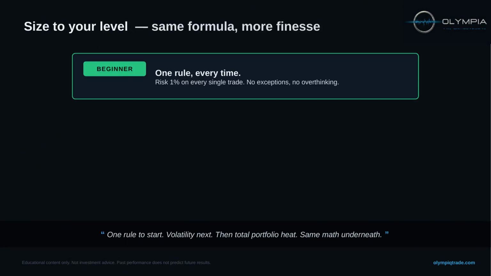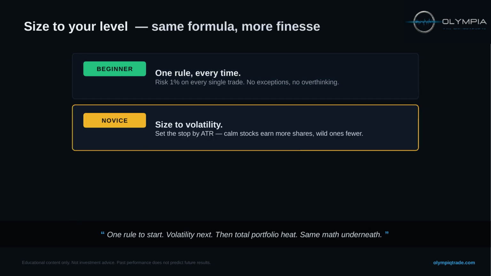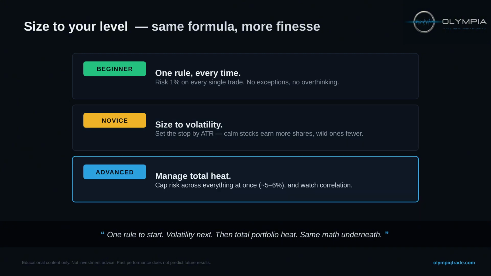You really need to size it to your level. If you're a beginner, one rule, every time, risk 1%, no exceptions. If you're a novice, size it to volatility. Set the stop by ATR, so calm stocks earn more shares and wild ones fewer. And if you're advanced, manage the total heat. Cap the risk across everything you hold at once and watch correlation. Same formula underneath, just a little more finesse.